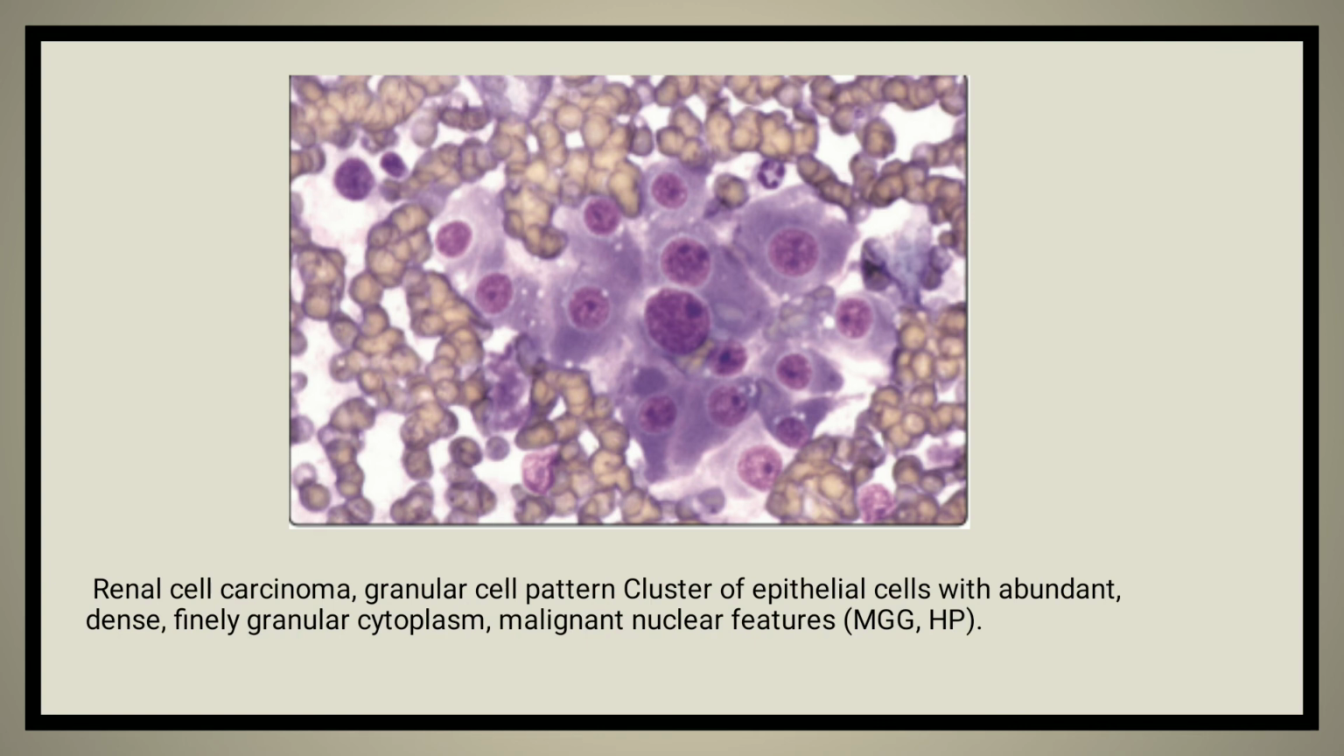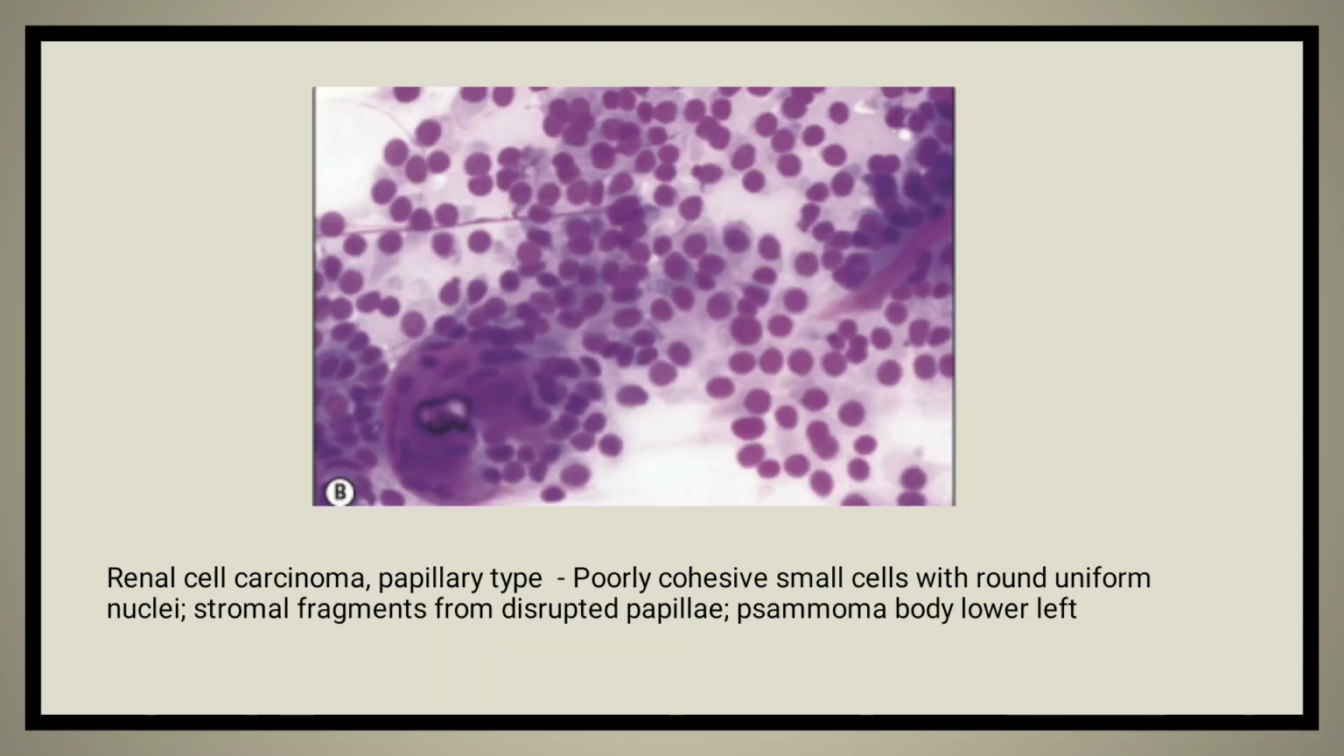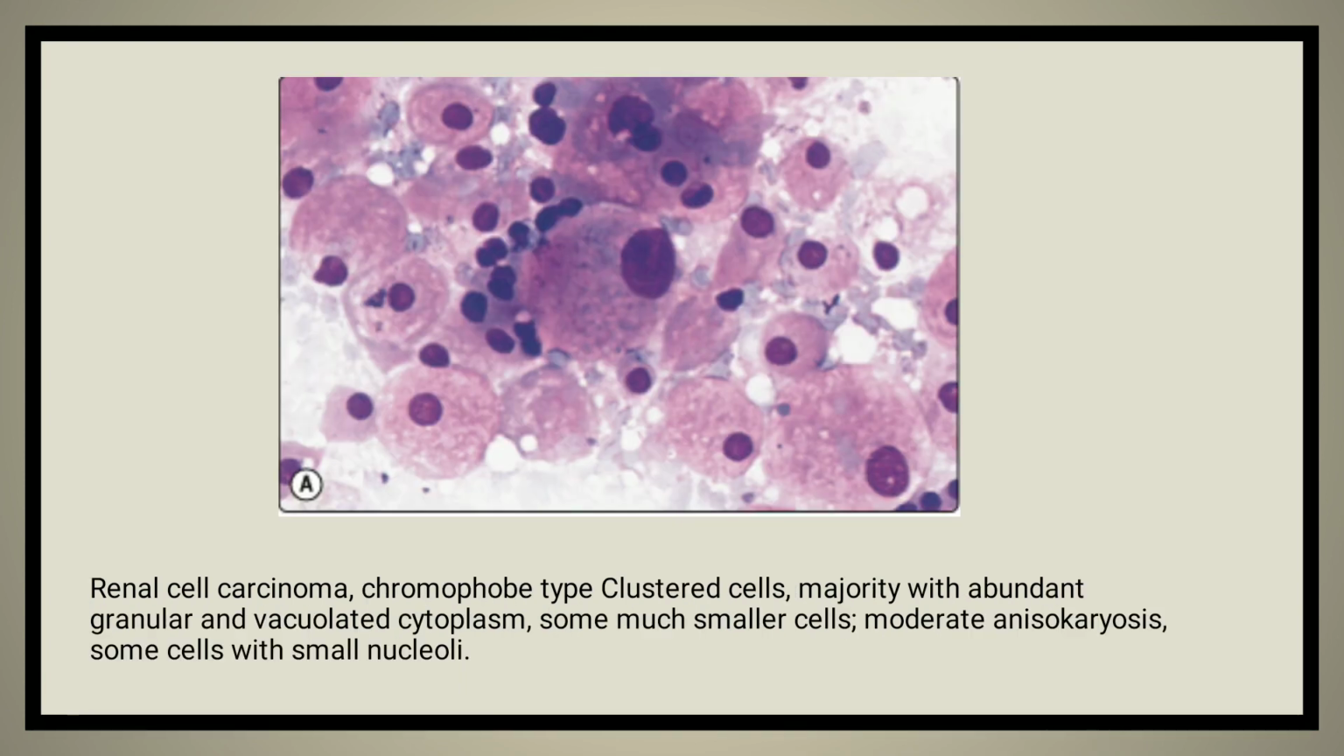The second variant is renal cell carcinoma with a granular pattern, a cluster of epithelial cells with abundant dense finely granular cytoplasm, and malignant nuclear features are seen, that is pleomorphic nucleus with few prominent nucleoli. The third type, renal cell carcinoma, papillary type. Poorly cohesive small cells with round uniform nuclei, stromal fragments from disrupted papillae, psammoma bodies are also seen.